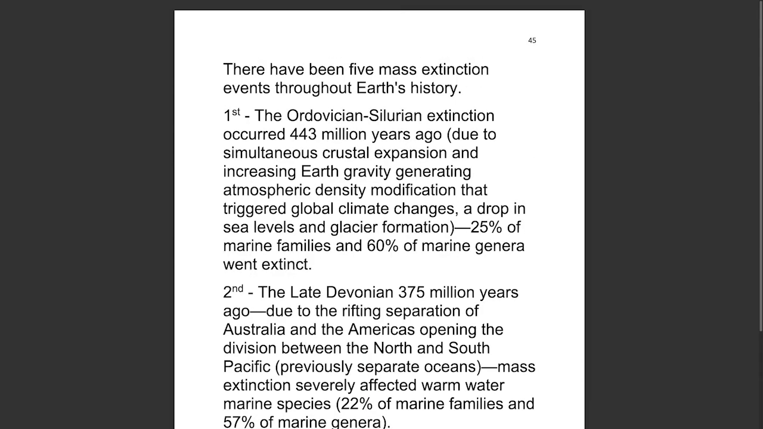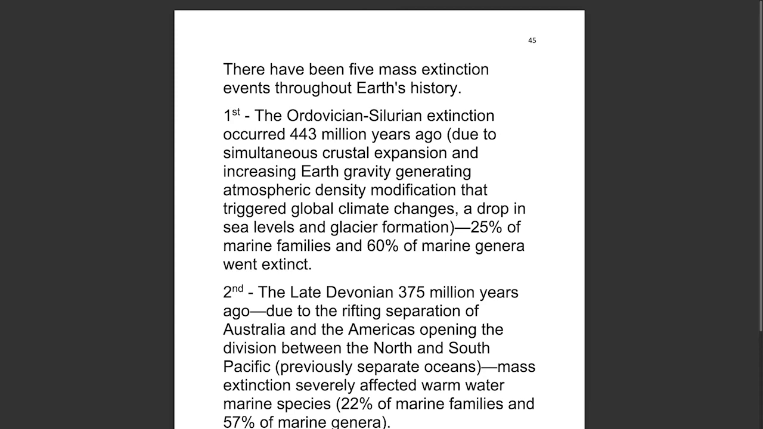There have been 5 mass extinction events throughout Earth's history that are listed and commonly accepted. There's actually another one later after these 5 that I'll go into in a separate decode, the Younger Dryas. That's a completely different decode, and that goes into the flood of Noah.